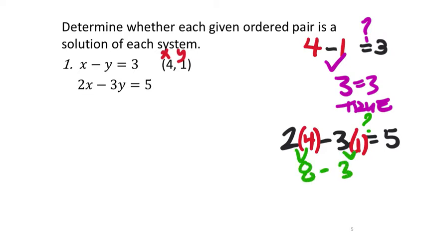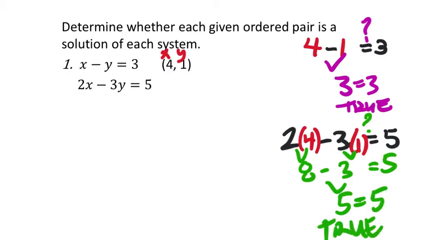3 times 1 is 3. Does this equal 5? Yep. 5 does equal 5, at least for now. And that's true. So I got a true statement on both, which means that yes, for 1, the ordered pair is, I guess, the solution.